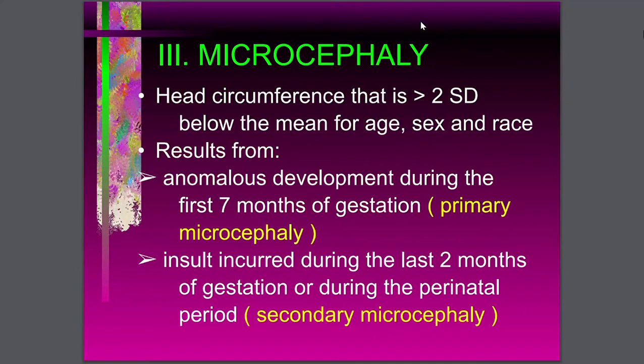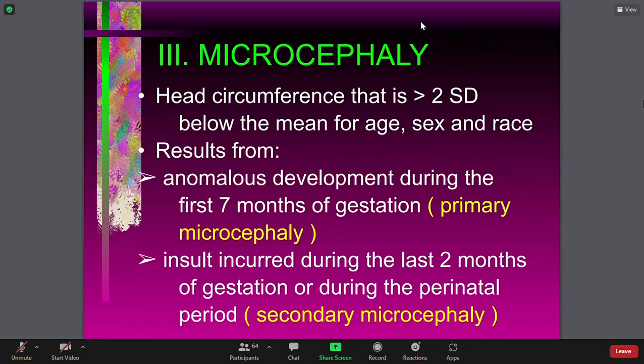But it may also be secondary, if it is secondary to an insult to the developing brain that occurred during the last 2 months of gestation or during the perinatal period. So the primary microcephaly happened during the first 7 months of gestation, while the secondary microcephaly occurred during the last 2 months of gestation or during the perinatal period.